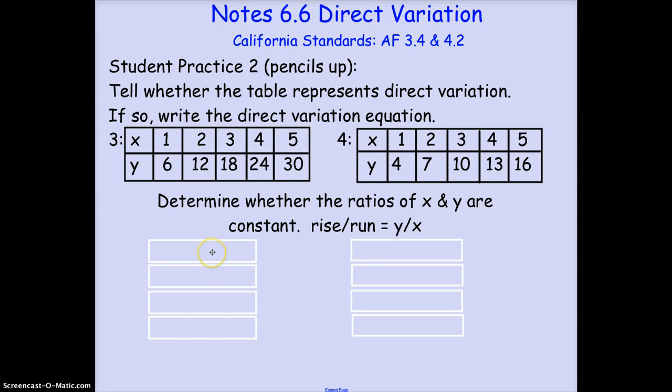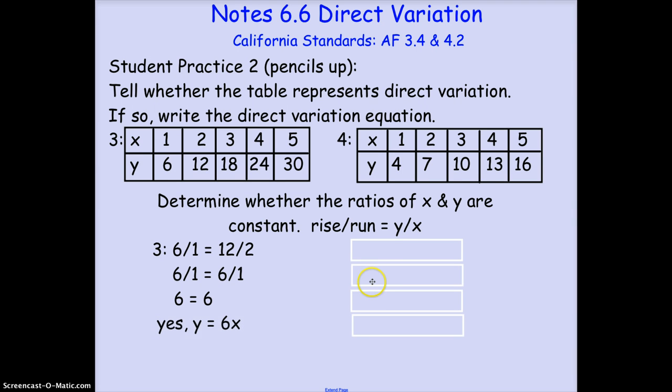Okay, let's see how you did. Depending on which ones you chose, you could have chosen any of them, but you would have gotten the same answer. Both fractions would have reduced down to 6. So 6 does equal 6, so of course my answer is yes. And my equation, following the formula of y equals kx, would be y equals 6x.